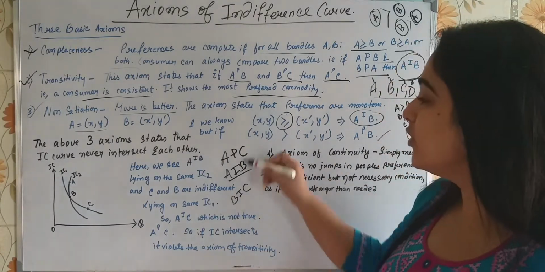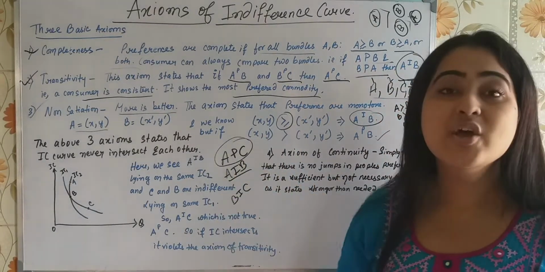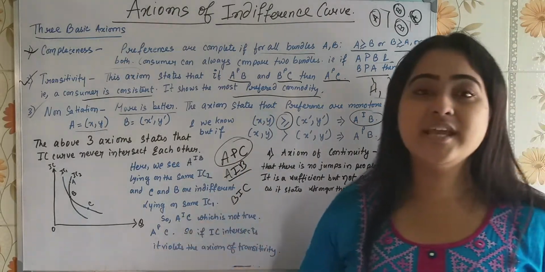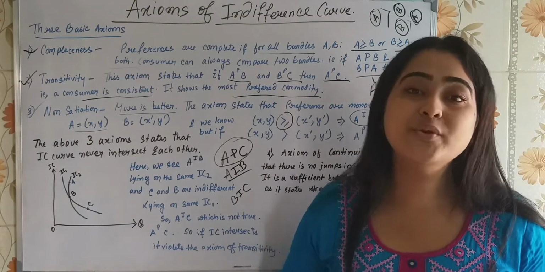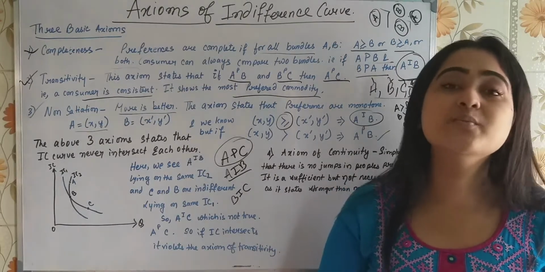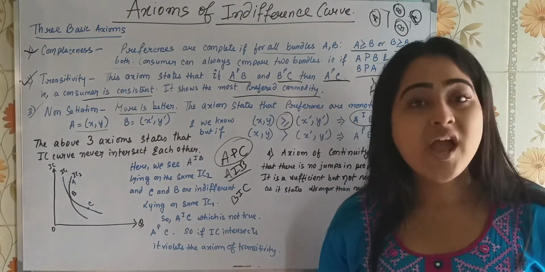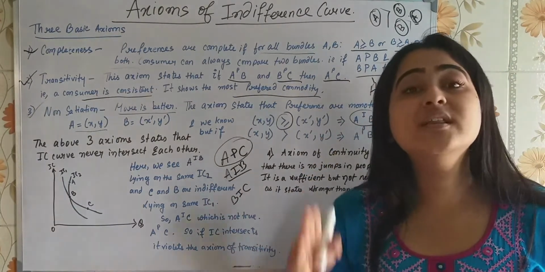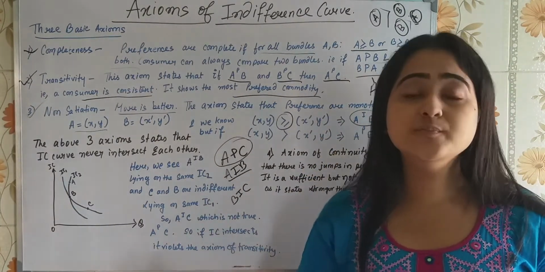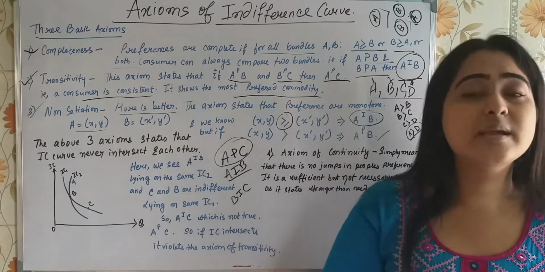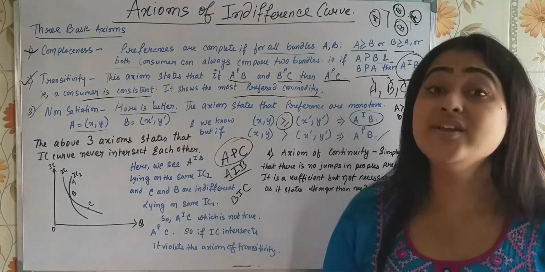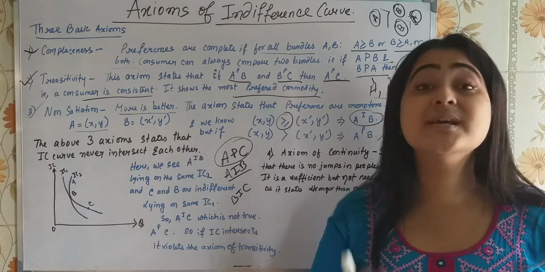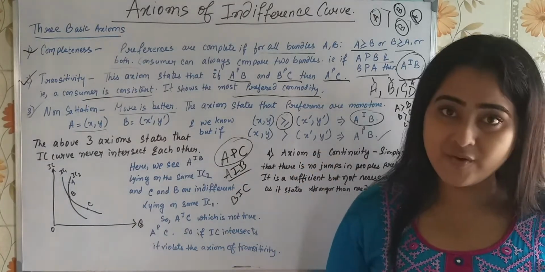We already know that A is preferred to C. तो यही पे आ जाता है the problem. That's why we say that IC curves never intersect each other. Two ICs will never intersect each other. ICs are always going to be parallel, because whenever they are intersecting, it implies they are providing the same level of satisfaction. तो ऐसा नहीं होता है. Higher the IC, higher will be the level of satisfaction. This is a property of indifference curve, isn't it?